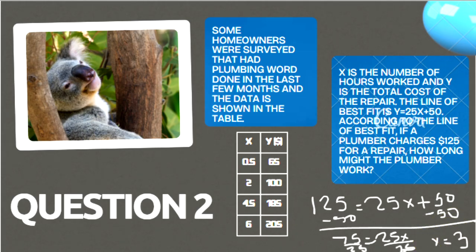I believe I'm going to double check. 75 divided by 25. Oops, I guess it would help if I actually put 75 and not 72. 75 divided by 25. It is 3. Oh my gosh, I did it right. So it'll take 3 hours if he got paid that much.